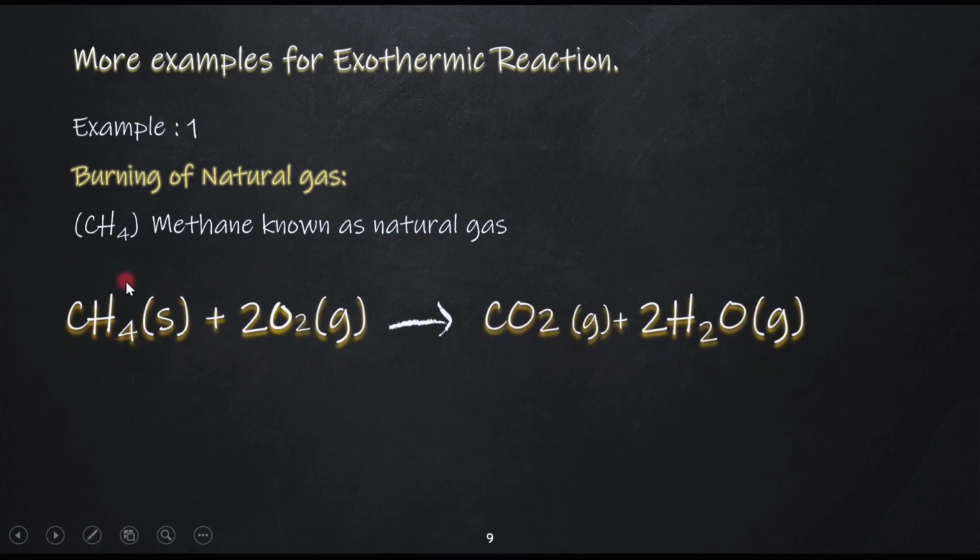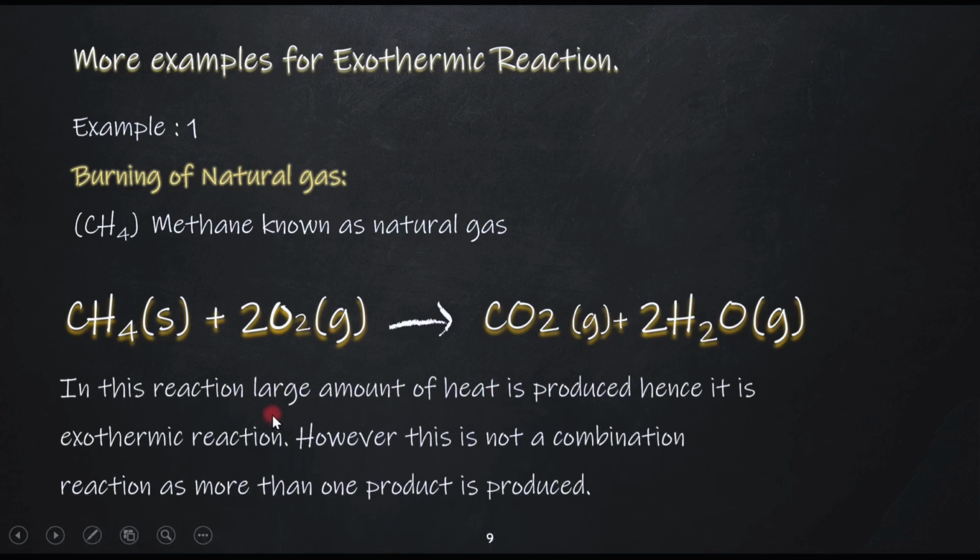Here, methane burns in the presence of oxygen and gives rise to carbon dioxide as well as water. In this reaction a large amount of heat is released and hence it is known as an exothermic reaction. However, this is not a combination reaction, because in this reaction more than one product is produced. Hence it is not a combination reaction, but it is an example of an exothermic reaction.